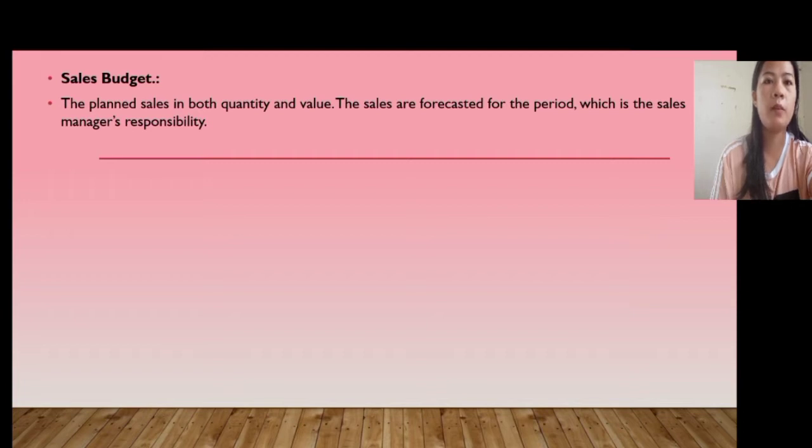So it does not only talk about value, it is also about quantity, or how much the sales are forecasted for the period, which is the sales manager's responsibility. So in the sales budget, it also talks about the value, or the amount, and the quantity, or how much sales need to be achieved.